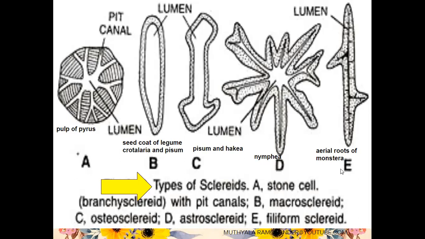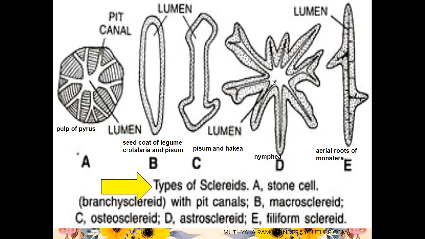The fifth one is trichosclerites. It is also called filiform sclerites. Filiform sclerites are large in length. They have a thick lignified cell wall with a small lumen. They are also filiform fibers, filiform sclerites.